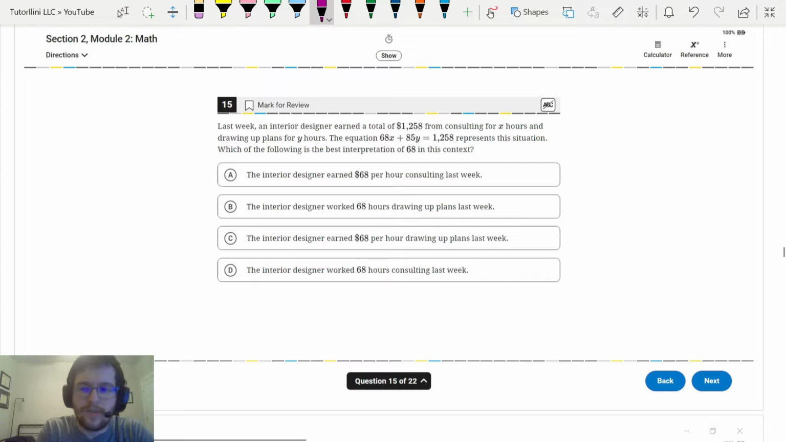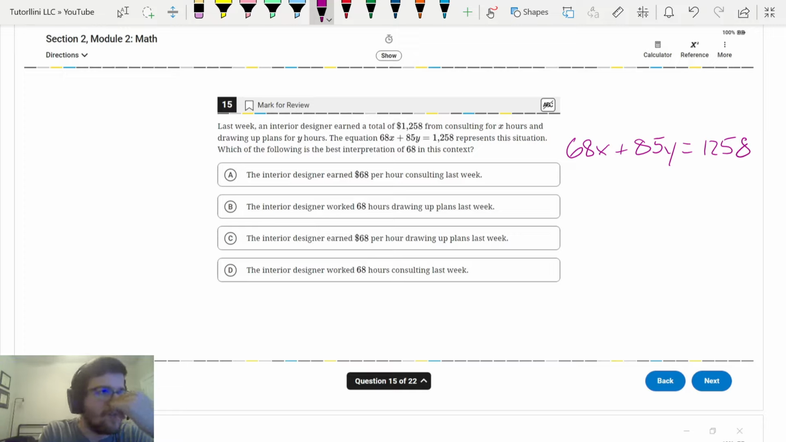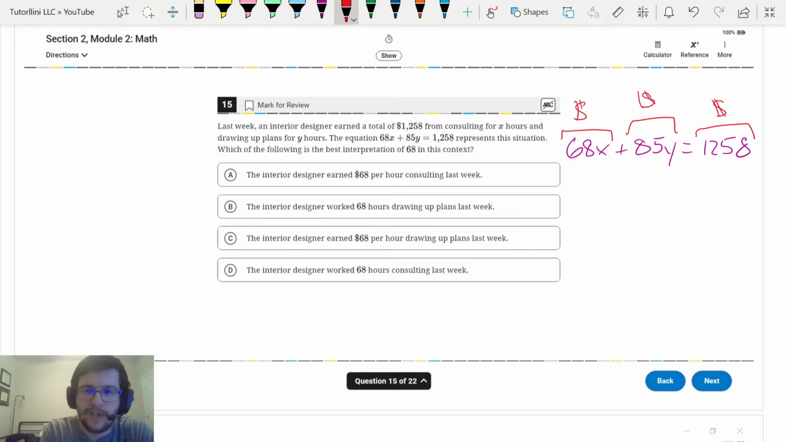Okay, so 68x plus 85y equals 1258. What I always do is write the units of the thing on the right. So the 1258 is units of dollars. Every term in an equation must have the same units. Think about it. I can't do 2 inches plus 4 miles equals 6 something else. That doesn't make any sense. So they all have to have the same units. So this is dollars and this is dollars.